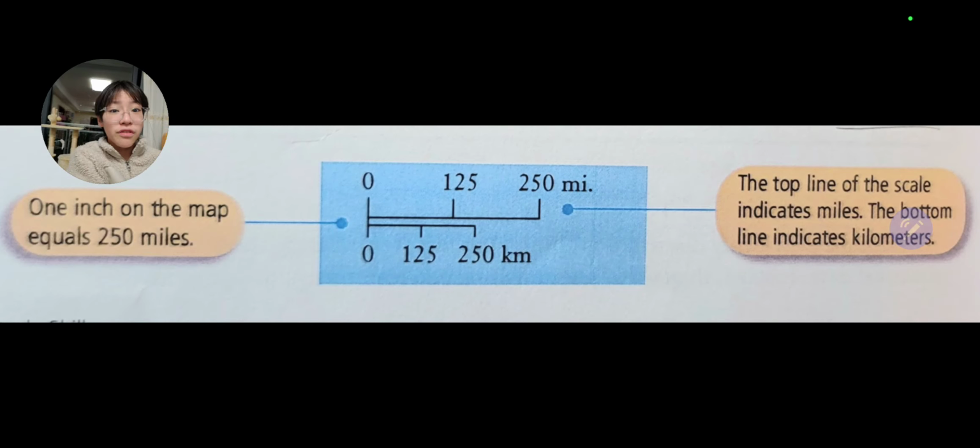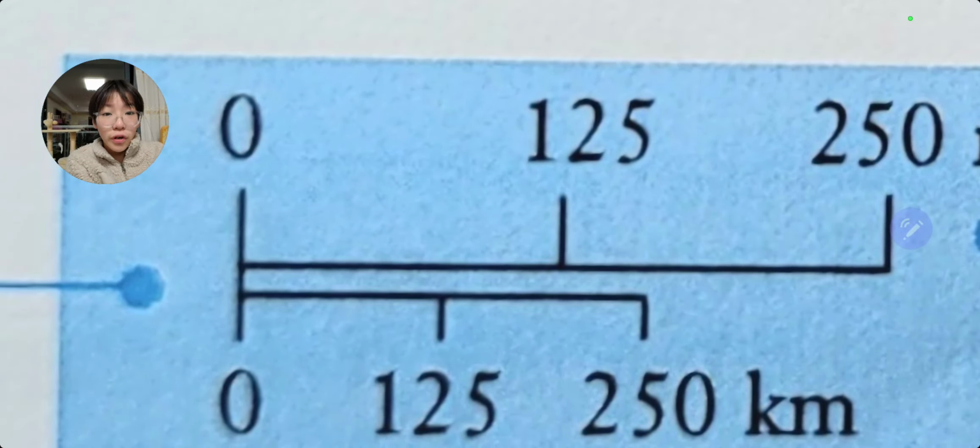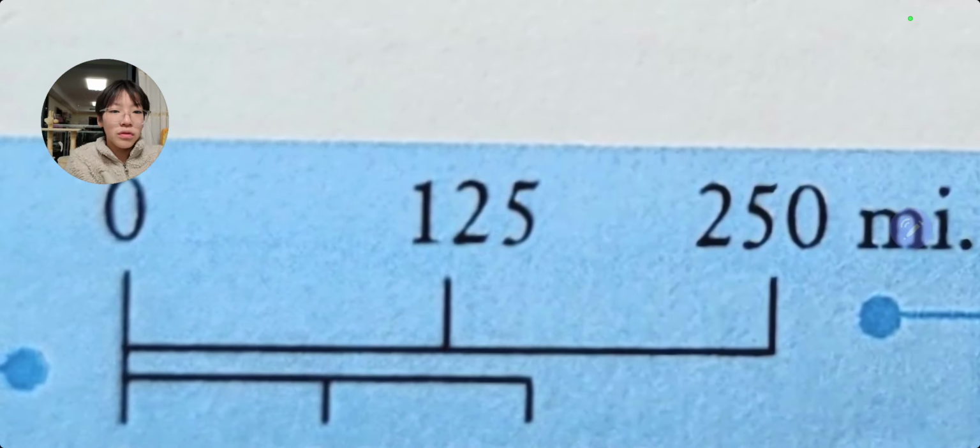And map scales actually represent a lot of things on the map. Like 1 inch on the map actually equals 250 miles. The top line of the scale indicates the miles. The bottom line indicates kilometers. And that's really important. Like in the book itself, if you measure this with a ruler and it matches 1 inch, then that means that 1 inch would be equal to 125 miles on the map.